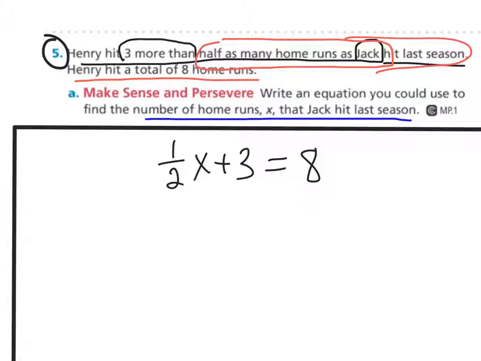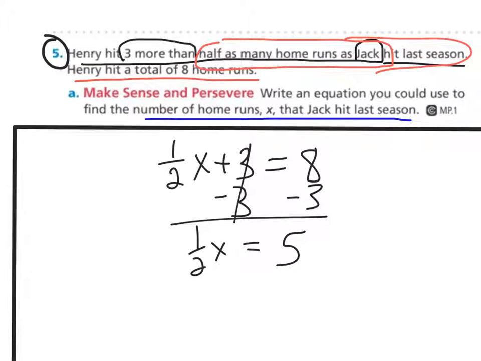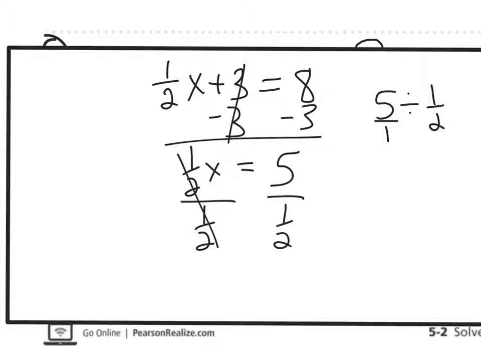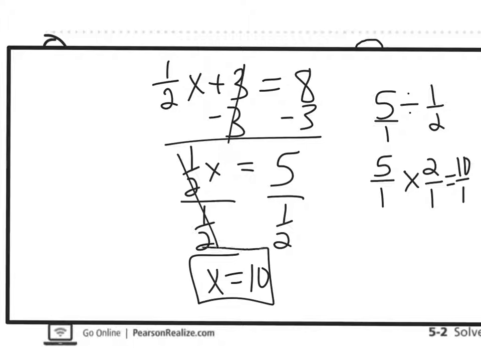If we do this equation, first step, we can see there adding means we would need to subtract 3 on both sides, which would be 5. And then they are multiplying, which means we could divide. When we're dividing fractions, remember: keep, change, reciprocal. So you work that out and it would be 10, which means that Jack hit 10 home runs last season.